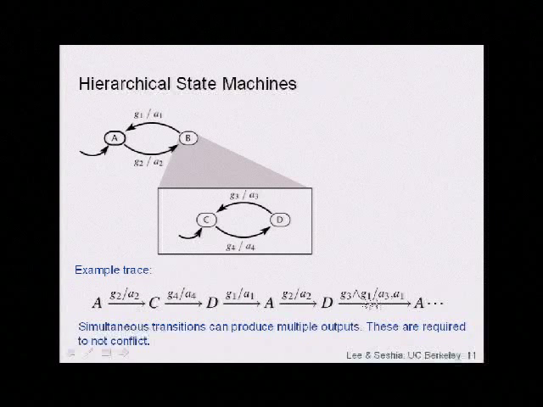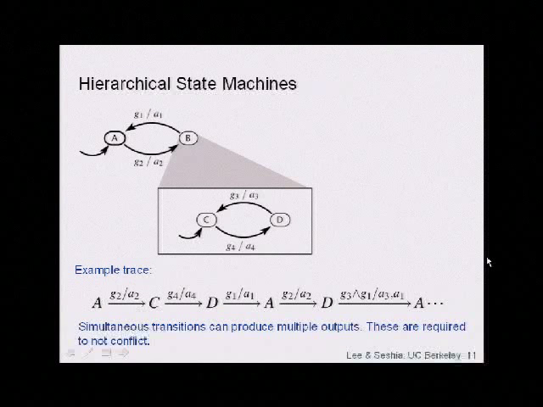And this is an example of what I talked about earlier. This is a transition where both G3 and G1 are true. So you're in D, G3 is true, so you can go back to C. However, the outer guard is also true. So the ultimate result is you make a transition from D to A, but you do both actions. You first do action A3 and then you do action A1.